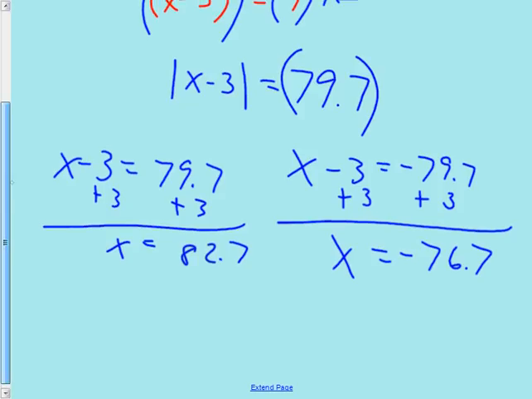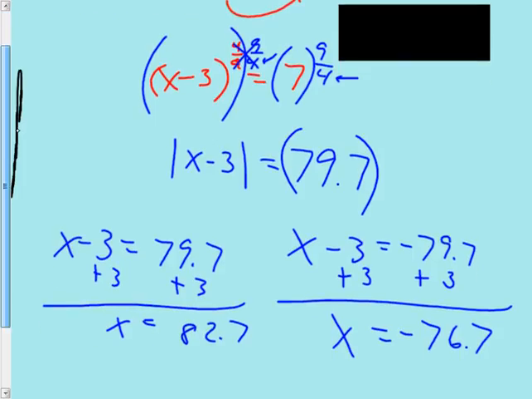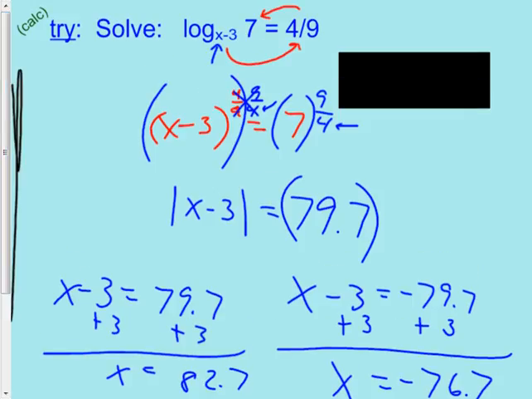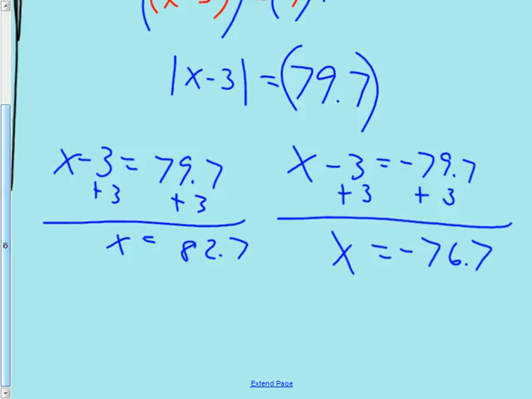Why? Because if you stick it back in the original one and you put in a negative 70-something there, you'll have a negative base. You're not allowed to have a negative base. Those can't be negative. So even though you were smart enough to notice it's a plus and minus answer, one of these answers doesn't actually work.